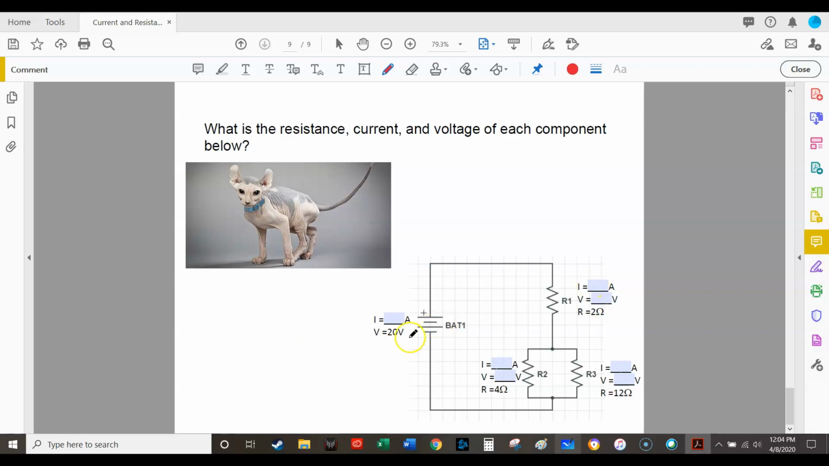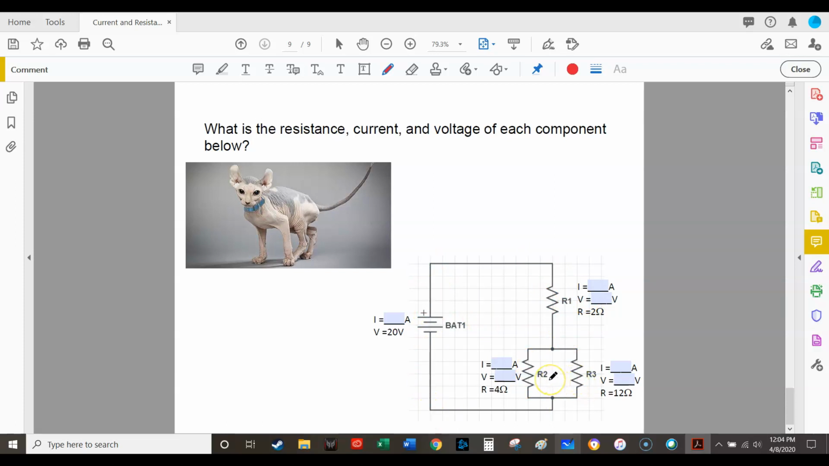So you have 20 volts. The battery's producing 20 volts. You have R1 that is a 2 ohm resistor. We don't know the current and voltage. We have R2 that is 4 ohms, that is in parallel with only R3 that is 12 ohms. R2 and R3 are in parallel with each other, but this whole small sub-parallel branch is in series with R1. And this entire branch is in parallel with the battery.